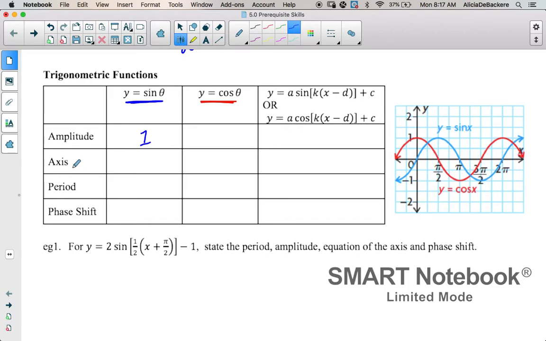All right, and then the axis, that's the center line. So where is our center line? Because we know that these curves can shift up and down. And so here, our center line of our parent curve is right along the x-axis, which is a height of y equals 0. So the axis should always start with y equals.